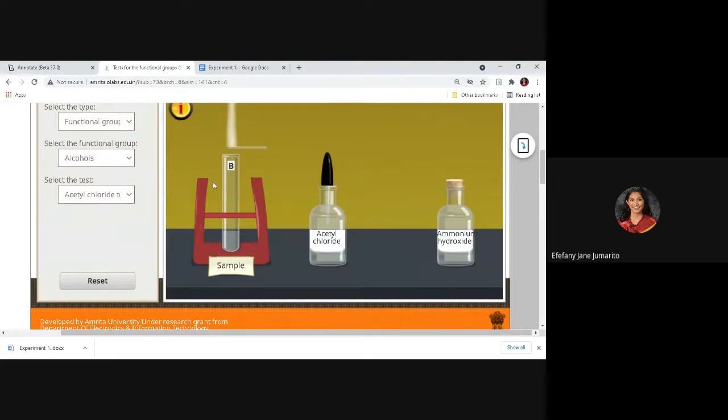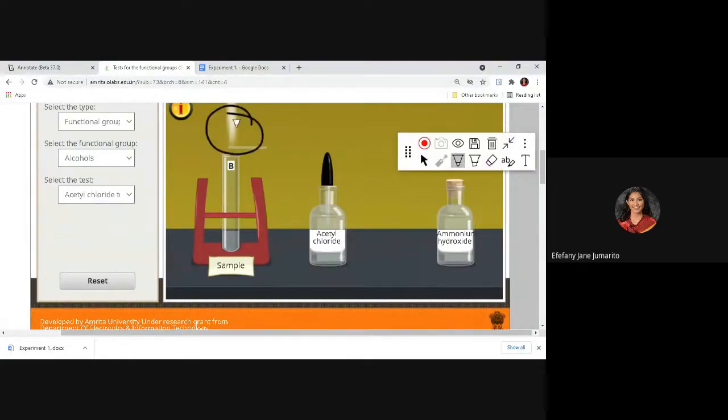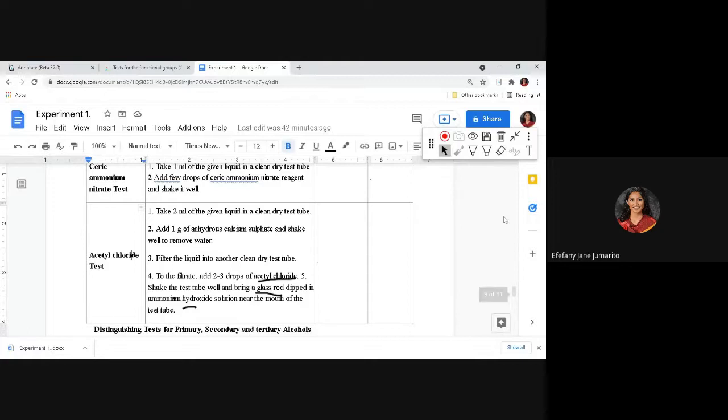So what have you observed? There is the presence of what? Your fumes. White fumes are produced. Now, if that's the case, what is your inference? Write your inference.